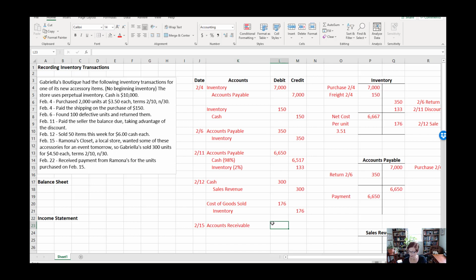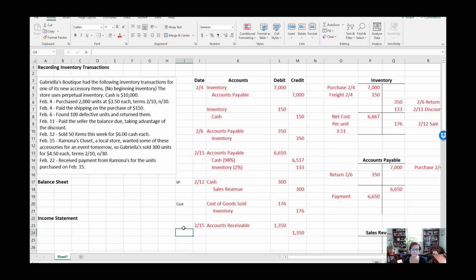And we're going to debit accounts receivable for 300 units times $4.50 each. Okay? We sold Ramona 300 units at $4.50 each. So this is the selling price, right? And remember here, keep in mind, this is the selling price. This is the cost. So first you have an entry at selling price, and then you have an entry at cost. So this is selling price, and this is cost.